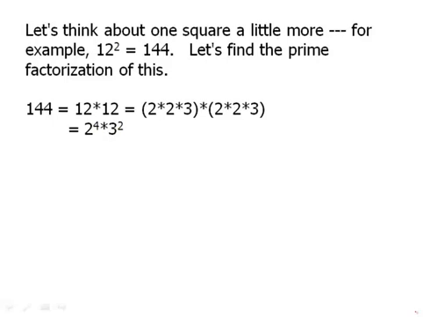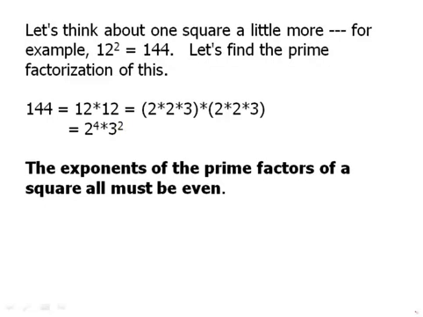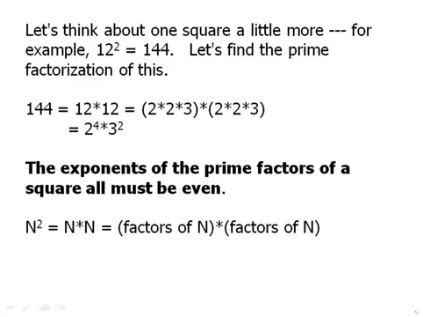Now what's interesting here, of course, each factor was, as it were, doubled up because it appeared once in each factor of 12. So 3 appears once in 12, and so it has to appear twice in 144. 2 appears twice in 12, so it has to appear 4 times in 144. So both the exponents in 144 had to be even. And in fact, this is generally the case. The exponents of the prime factors of squares all must be even. You always get this doubling up. Any factor that appears once in n is going to appear twice in n squared. If it appears twice in n, it's going to appear 4 times in n squared, that sort of thing.